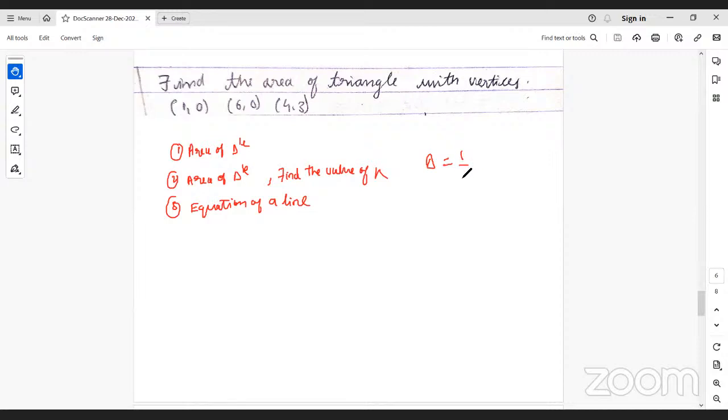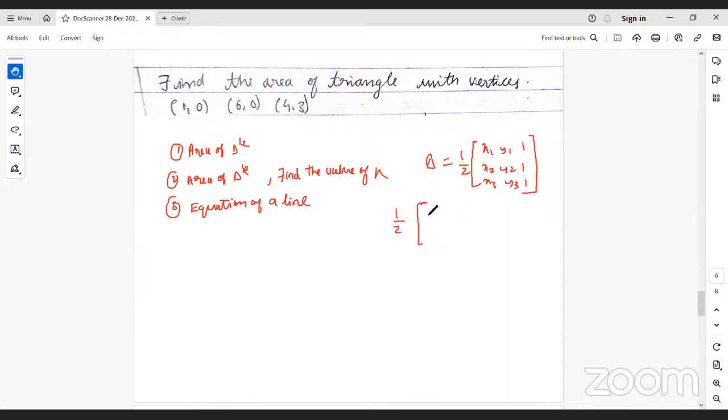So area of triangle is equal to 1 by 2, determinant of x1 y1 1, next x2 y2 1, x3 y3 and 1. This is the formula we are using to calculate the area of a triangle and to find the value of k. And for the equation of a line, we use the same formula, but here we write it in the form of 1 by 2.